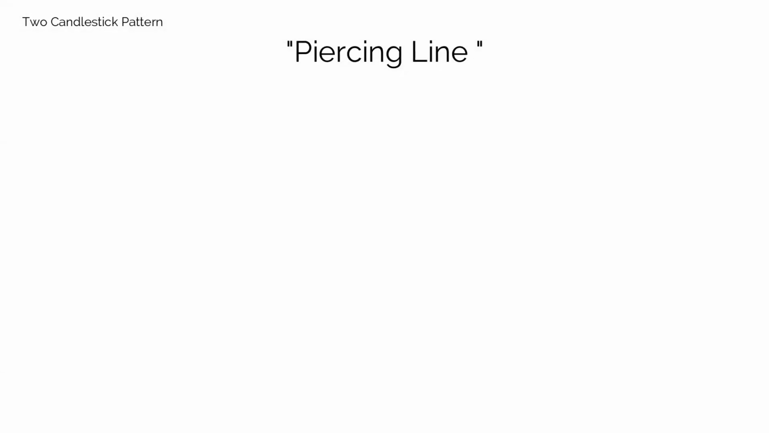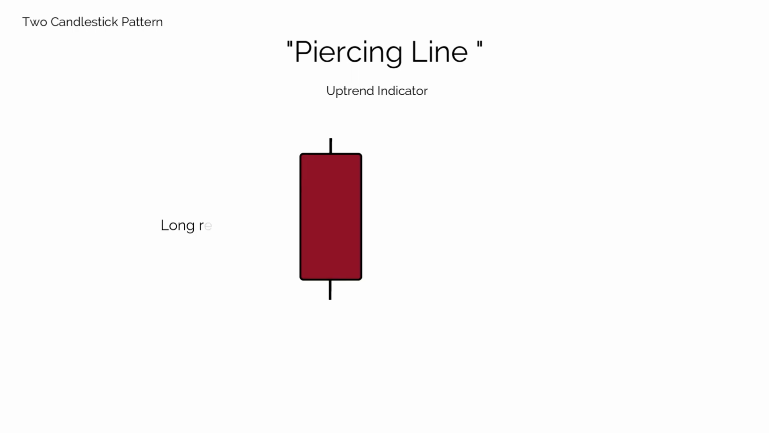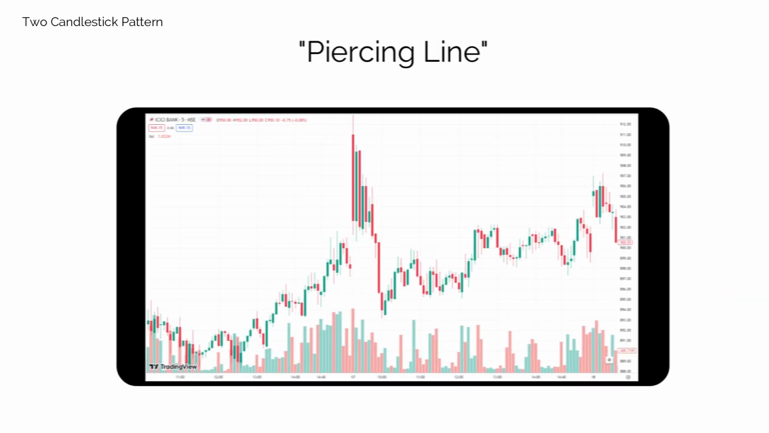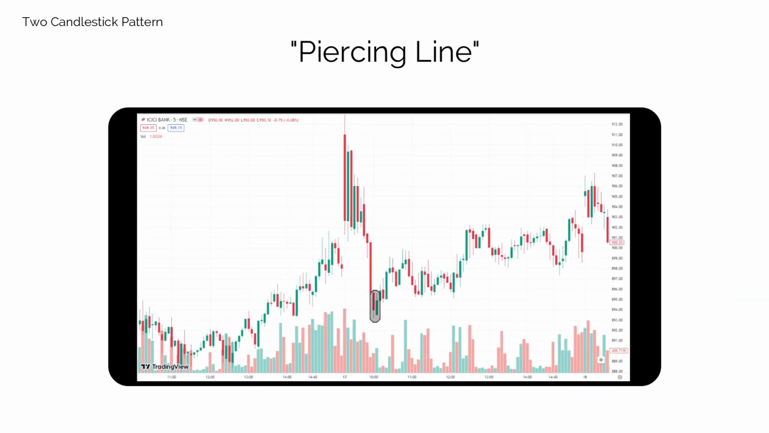The piercing line pattern is an uptrend indicator. Piercing line pattern is a long bearish candle followed by a lower bullish candle which forms just above the mid-range of the previous red candle. The piercing line forms at the bottom of the trend and leads to the trend reversal.